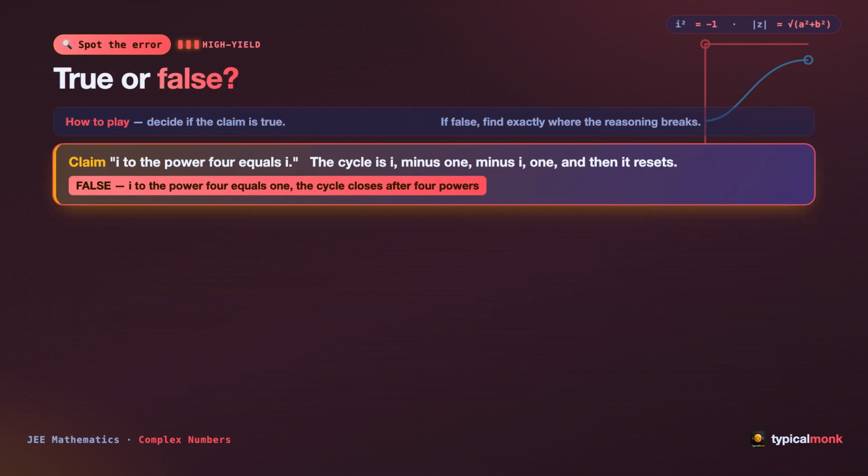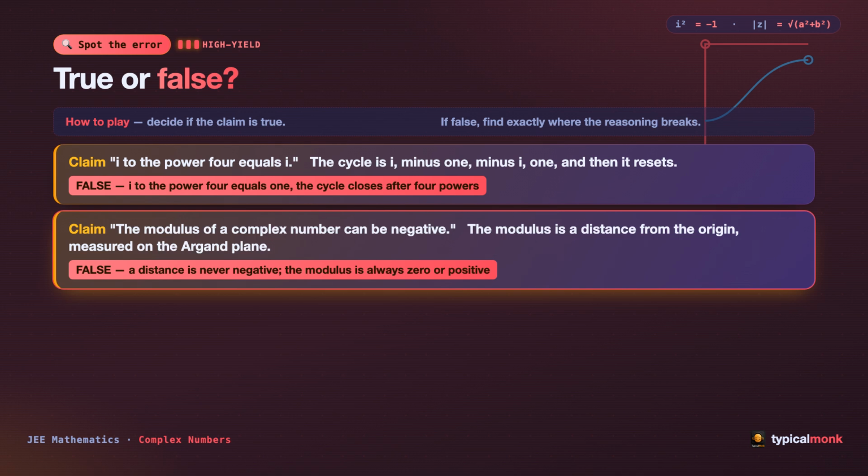Let us drill the G way. I read a claim, you decide true or false, and if it is false, find exactly where the reasoning breaks. First claim, i^4 equals i. Let us check. The cycle we built earlier runs i, -1, -i, 1 and then resets. So i^4 is 1, not i. This is false. The cycle closes after exactly 4 powers, and it is 1 that closes it.